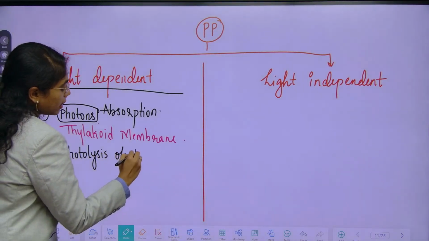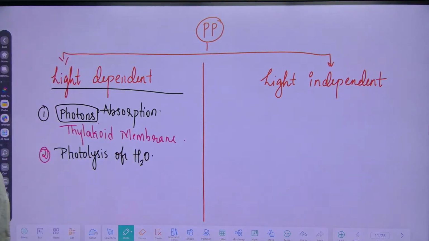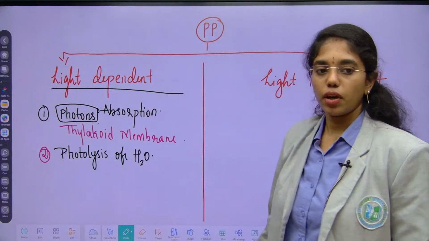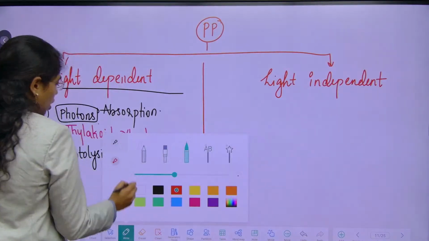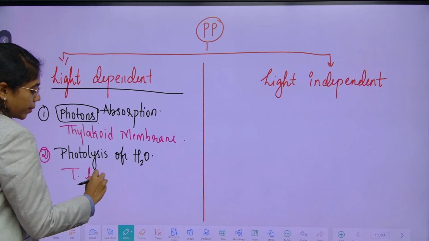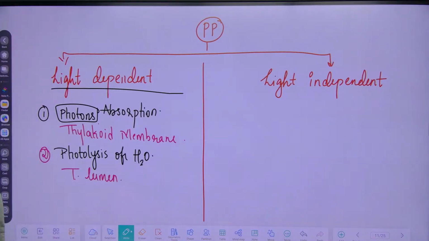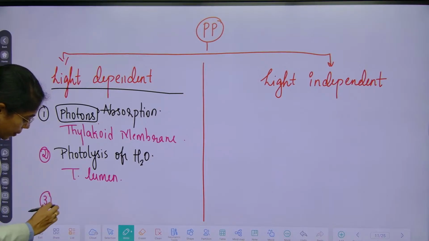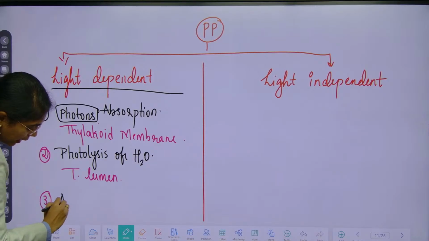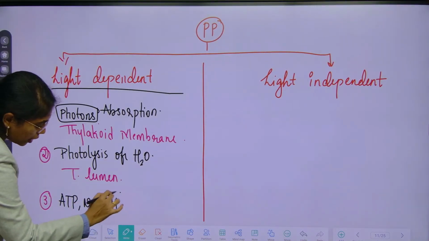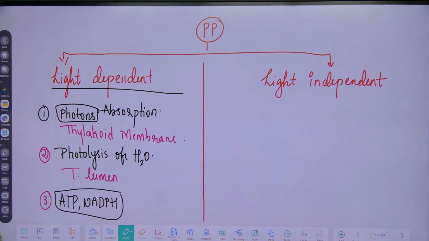Take down parallelly. Photolysis of water takes place where? Thylakoid lumen. Okay. This takes place in thylakoid lumen. And the third reaction under light dependent reactions is formation of assimilatory power, that is ATP and NADPH. Where are they formed? In the stroma of the chloroplast.